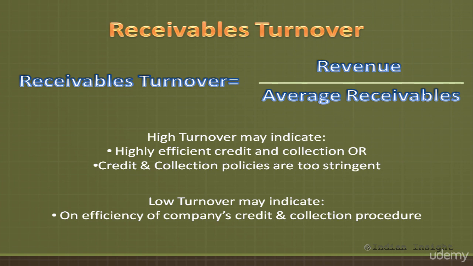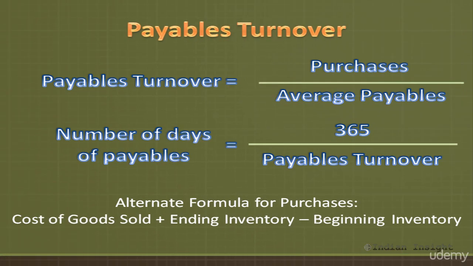The next ratio we will discuss is payables turnover and number of days of payables. Number of days of payables reflects the average number of days the company takes to pay its suppliers, and the payables turnover ratio measures how many times per year the company theoretically pays off all its creditors.